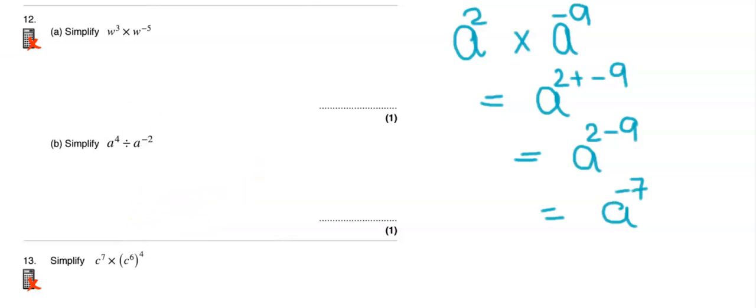So what you have to do is, we learned one of the rules. We said if we move it down, we have to change the sign. So it is 1 over a to the power 7. That's the positive index now. Try question number 12, A and B.